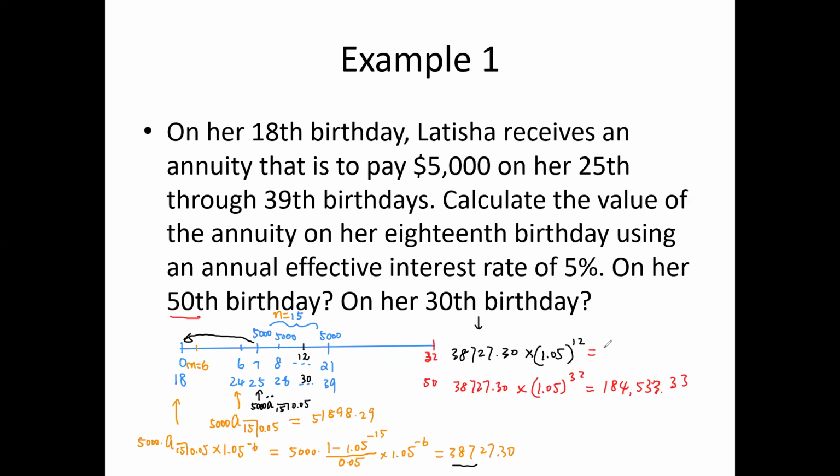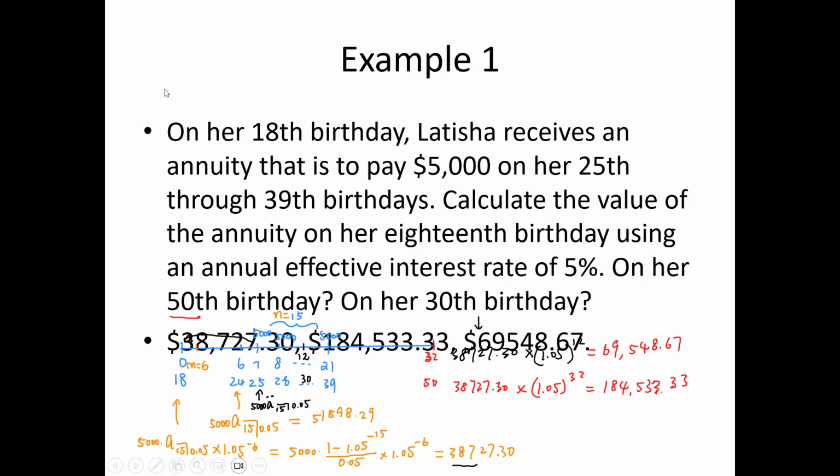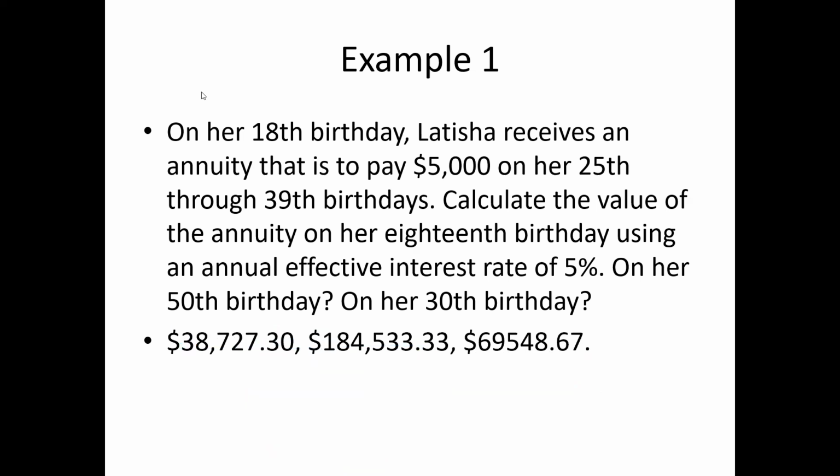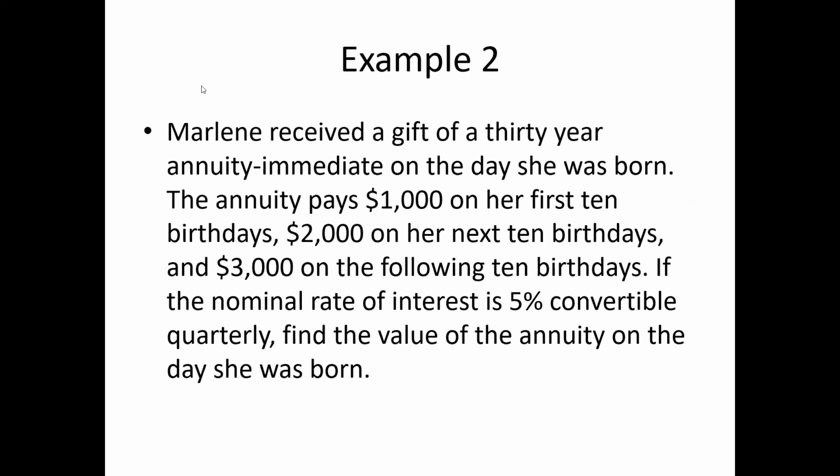And this number is $69,548.67. Okay. You need to be very careful about how many time periods you discount back in this kind of thing. Okay. Yeah, I think they are the same. All right. Let's look at another example.